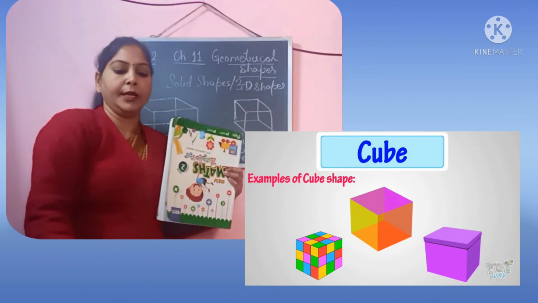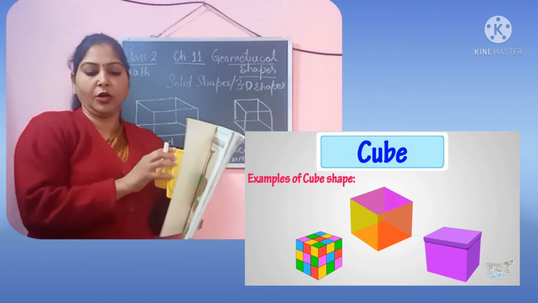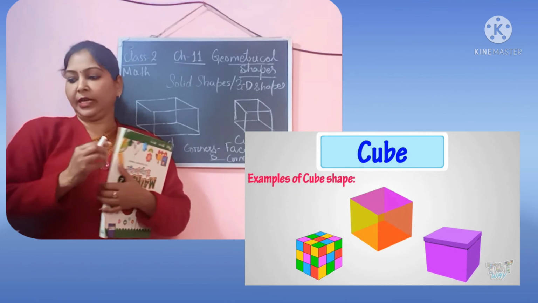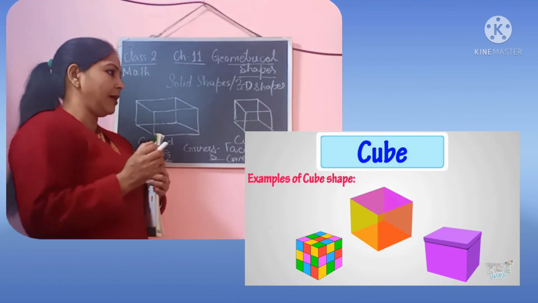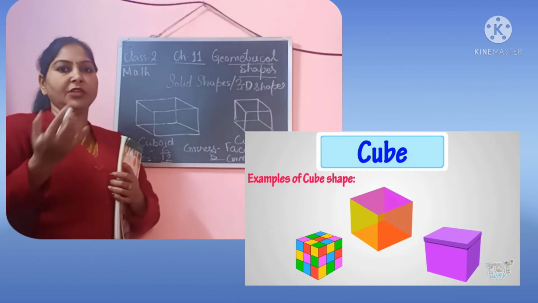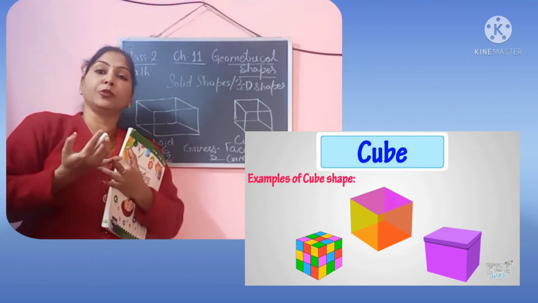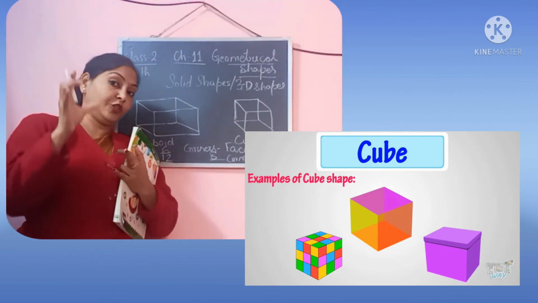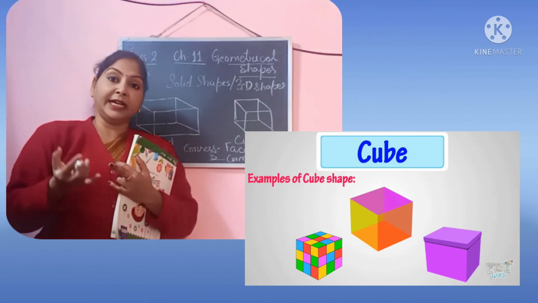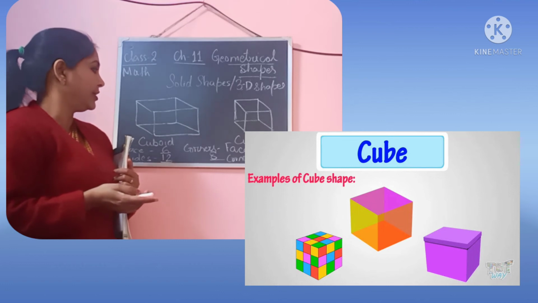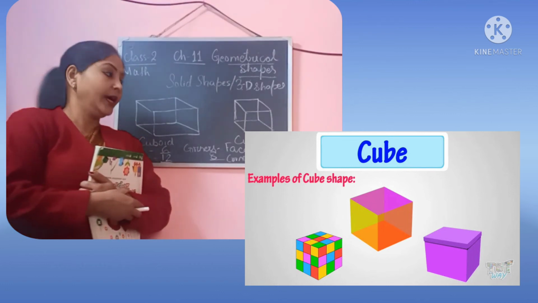Alright. Now, let's talk about the cube. I don't have any example of cube, but I can give you examples like ice cubes, Rubik cubes, the magic cubes which you play. Then dice, these are examples of cube. So I think you have understood what is a cuboid and a cube.